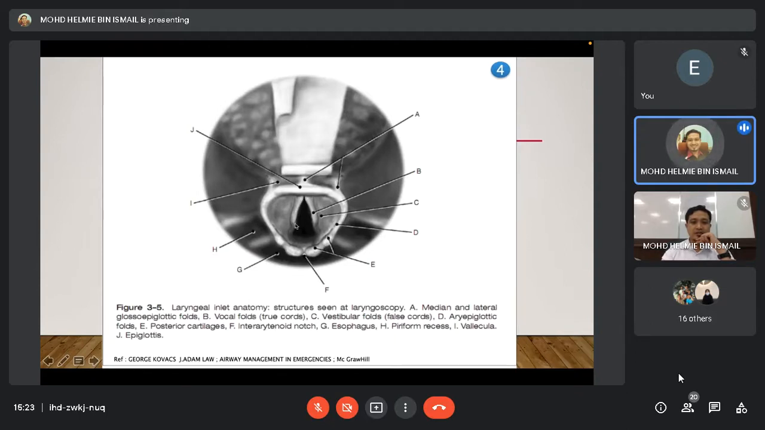Behind the vocal cord, behind the true vocal cord, is the esophagus. You need to make sure that you insert into the inverted V, not behind the inverted V. Behind the inverted V is the esophagus.